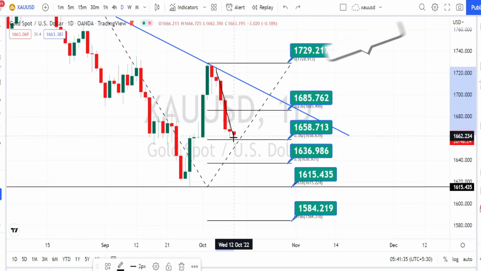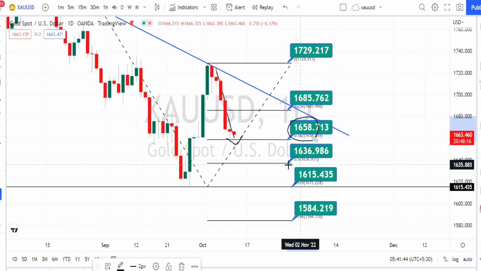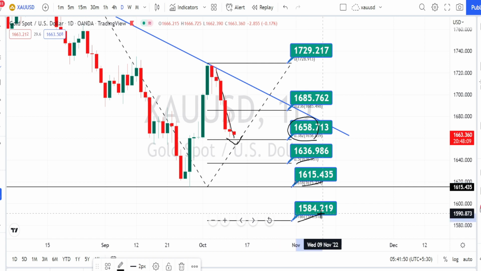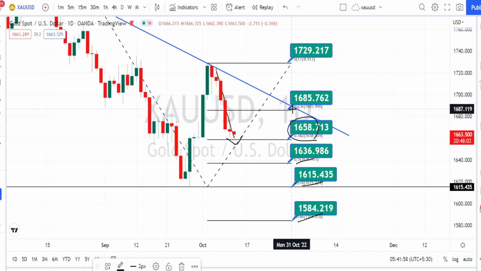And if the bearish trend continues, next level of support is going to be around 1658, and if the price action breaks this support level, next level of support is going to be around 1636, 1615 and 1584. And if the price action bounces back from this support level of 1658, next level of resistance is going to be around 1685 and 1729.